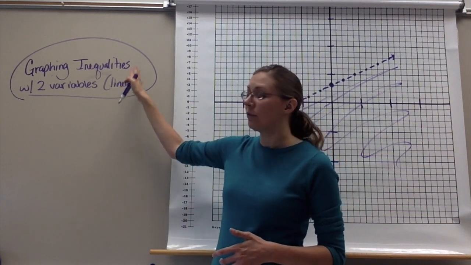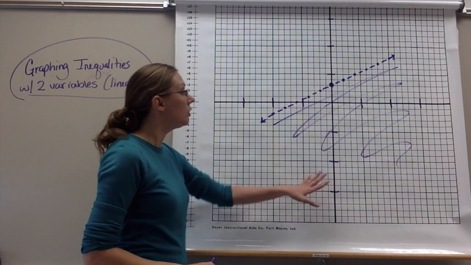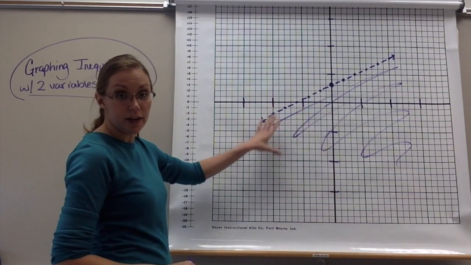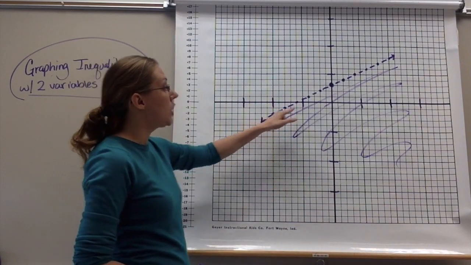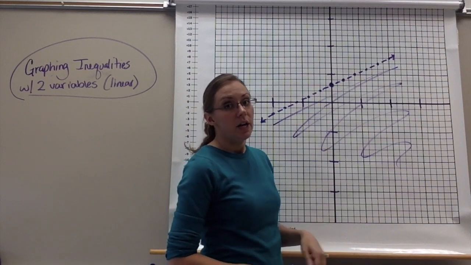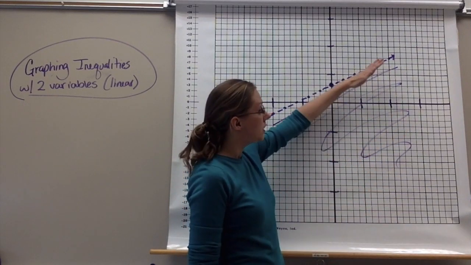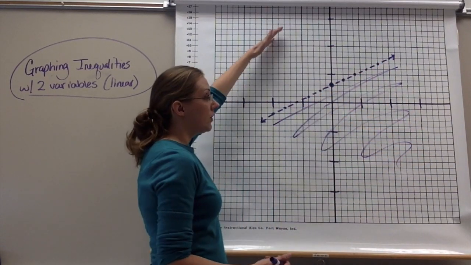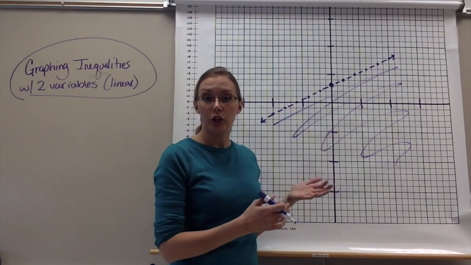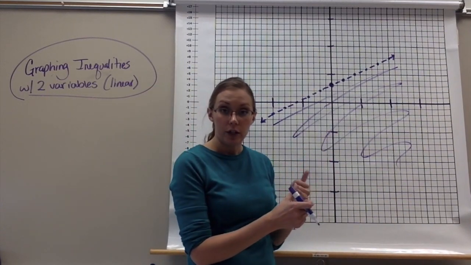So the outcome of graphing these inequalities are going to look, or could look, something like this, okay? They could have dotted lines or solid lines. And there's always shading. The shading is either below the line or above the line. And we're going to talk about how you determine which lines and which shading to do.